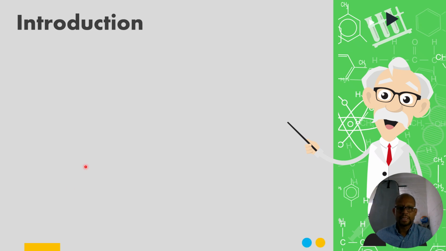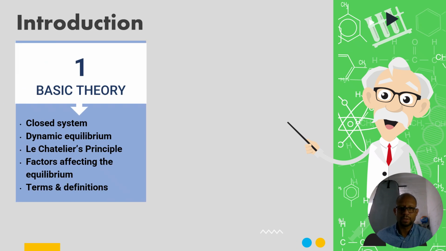First, we're going to look at some introduction and the different parts that we will cover in this series of 3 videos. In the first part, we look at the basic theory, closed system, what is a dynamic equilibrium. We're also going to look at what is Le Chatelier's principle, and a little bit deeper, we'll look at factors that will influence equilibrium. And very importantly, we must understand some basic terms and definitions.